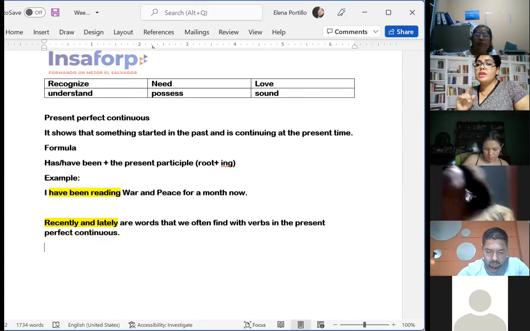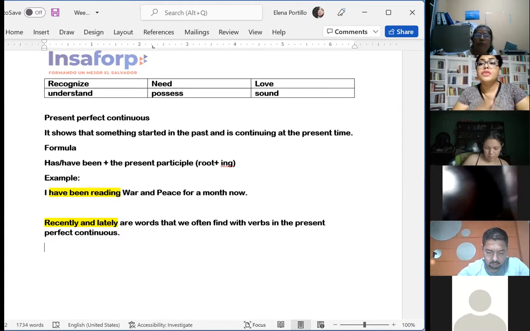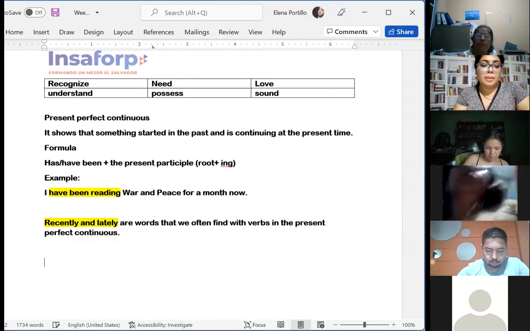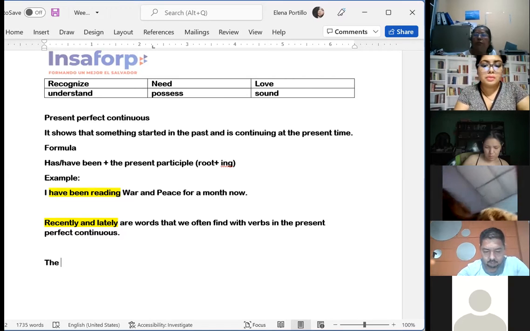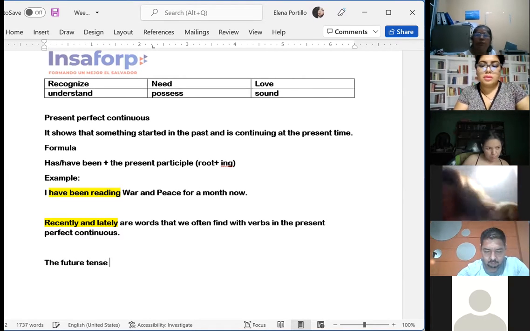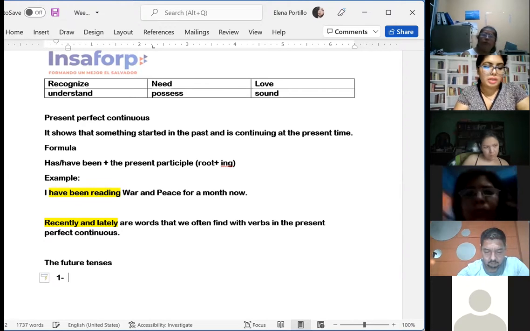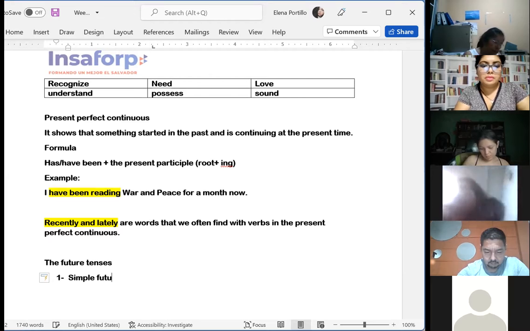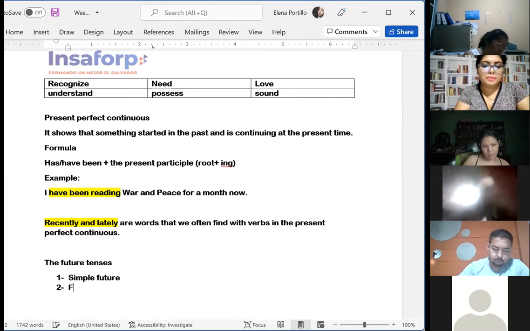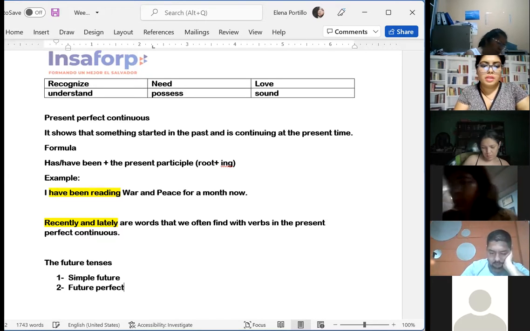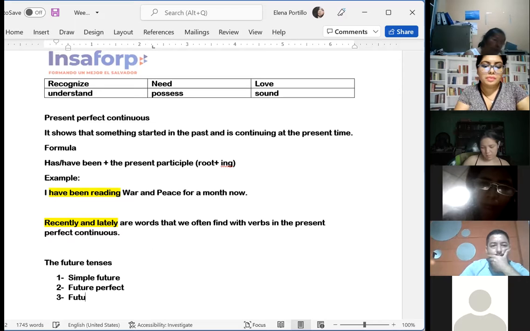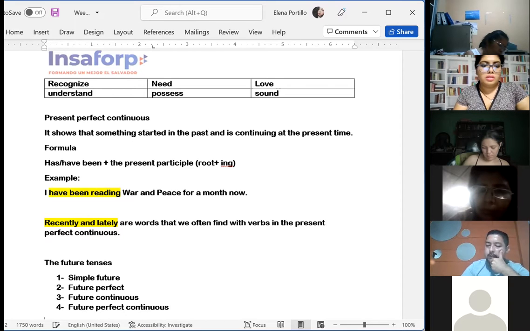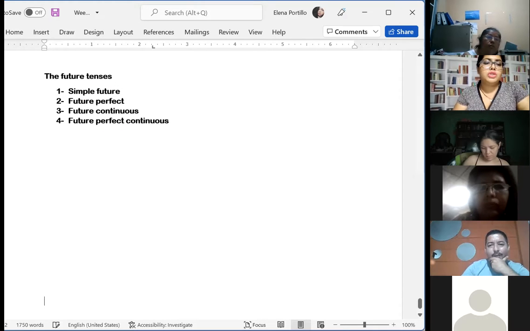This is the last of the present tenses, and now we are going to develop the future tenses. That is the last part of this topic. So we have the future tenses. And we have four. Number one, simple future. Number two, future perfect. Number three, future continuous. And number four, future perfect continuous. So we have four parts of this future tense.